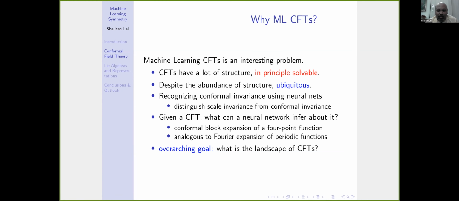So there are a couple of questions that we'd like to address. The first is about recognizing conformal invariance using neural networks. The question would be, can we distinguish scale invariance from conformal invariance? The second question would be, given a CFT, what can a neural network infer about it? In particular, what we'd be looking at is the conformal block expansion of a 4-point function. And this is analogous to a Fourier expansion of periodic functions.